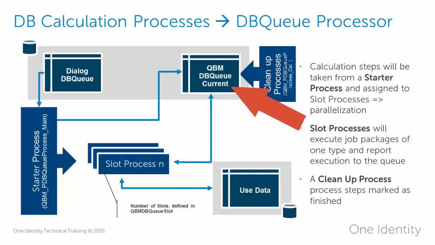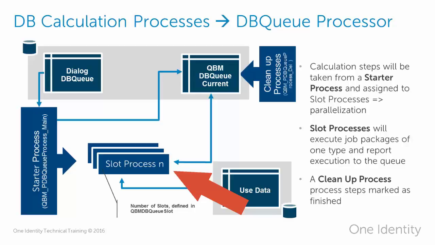Once these jobs are assigned to the slot processes, they are just storing that in the QBM DBQ current as before, working on the slot processes and returning to the DBQ current the success of the calculation jobs after they have finished their calculation.